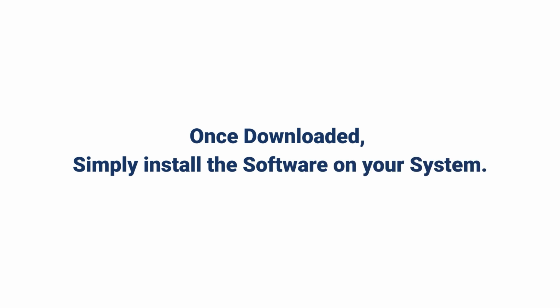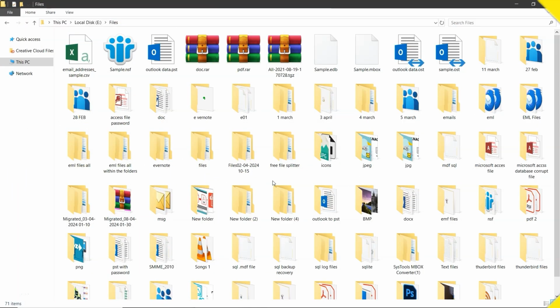Once downloaded, simply install the software on your system. First, review the data that we want to permanently delete. This is the data we'll wipe. Now, launch the SysTools Data Wipe software.